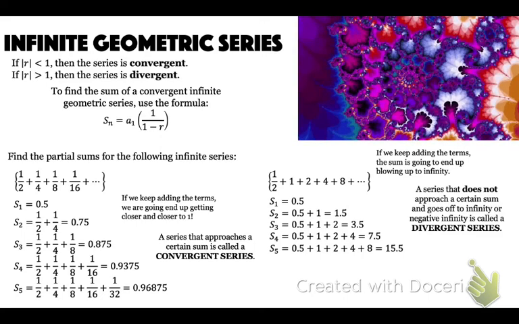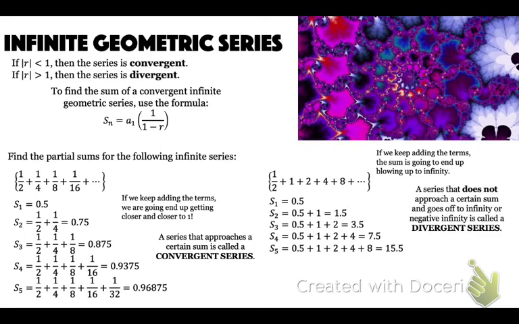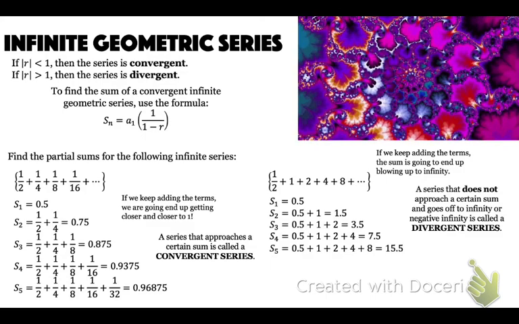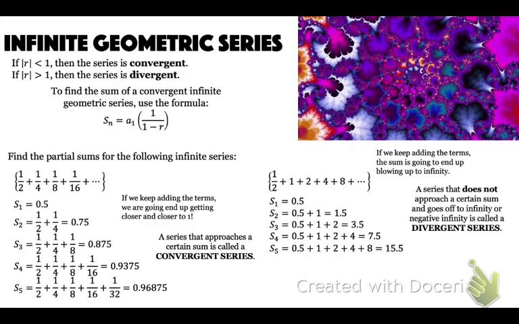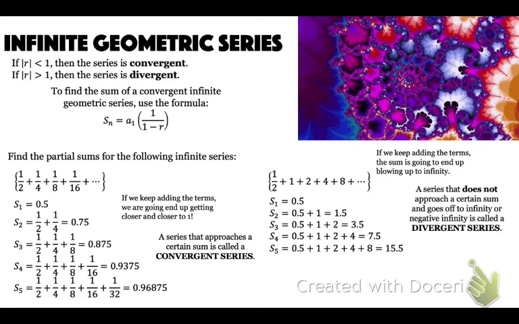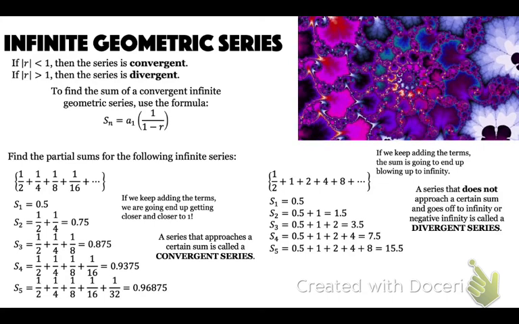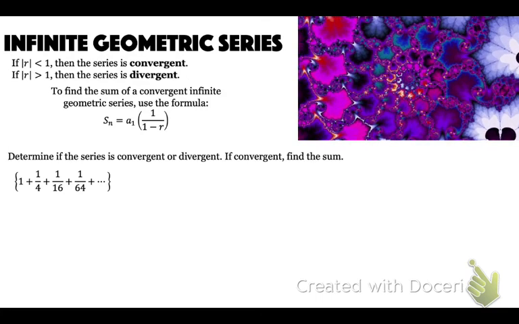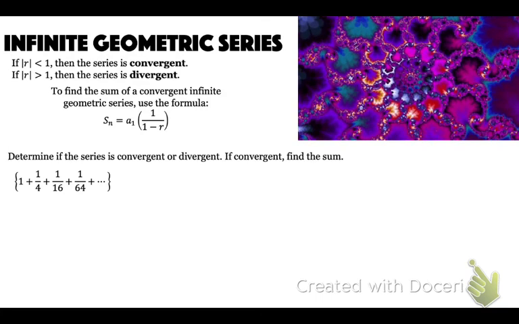This is a formula to figure it out, where you don't have to draw the picture out every time or go through a list. So we have a sub 1 times 1 over 1 minus R. Let's look at this one. First we want to figure out, is it convergent or is it divergent? And if it's convergent, can we find the sum?